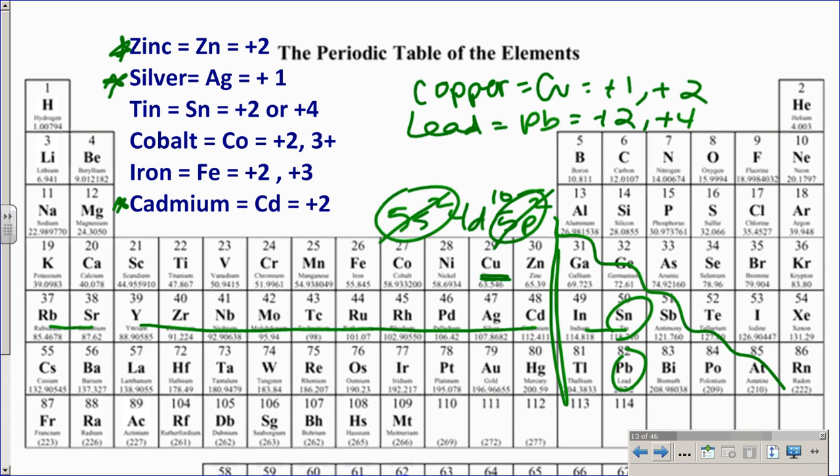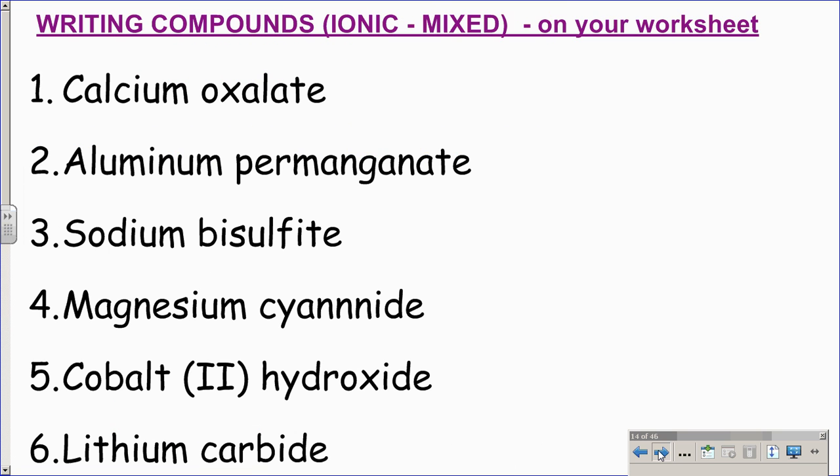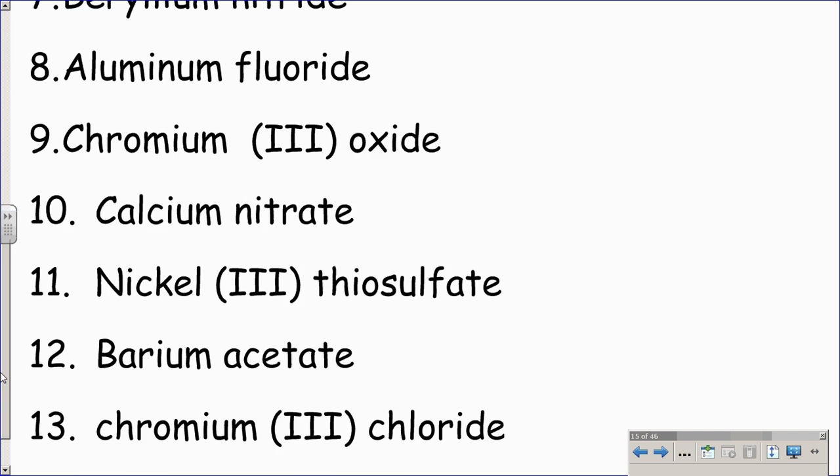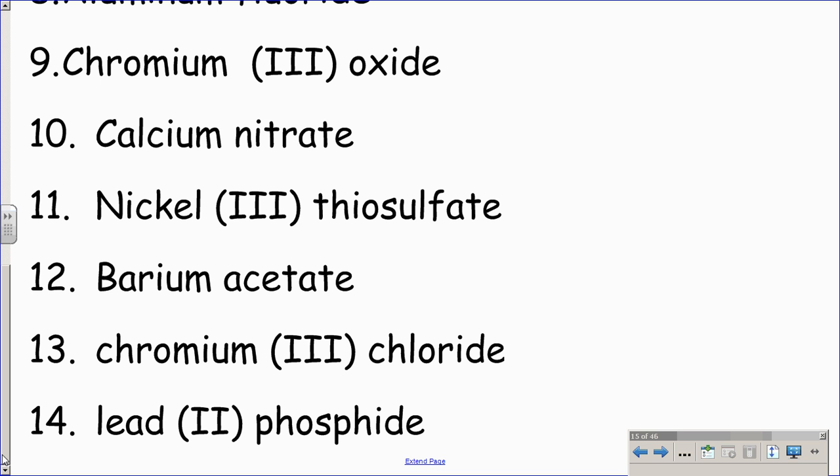Let's do ionic stuff. The ionic stuff we did yesterday, let me do 2 more, one of each, the polyatomic and the normal stuff, and then we'll do transition metals. So we did these first couple yesterday. I'm gonna scroll to the bottom. Did we do barium acetate? No. Okay, you guys have your stuff from yesterday. Just write on your papers for us, okay?